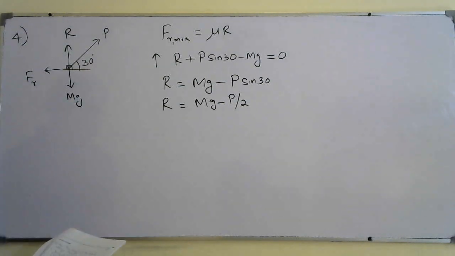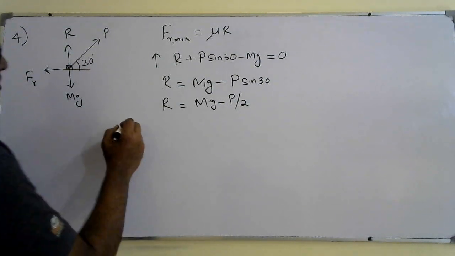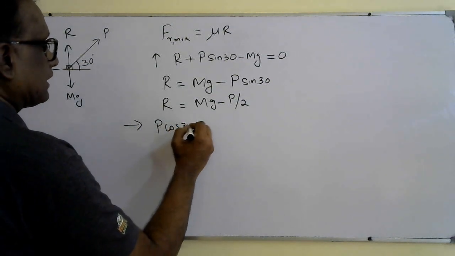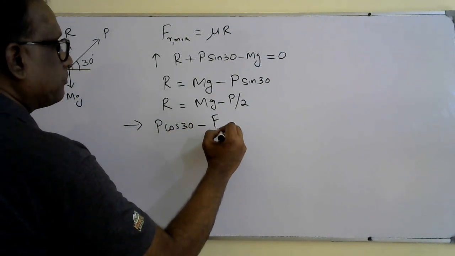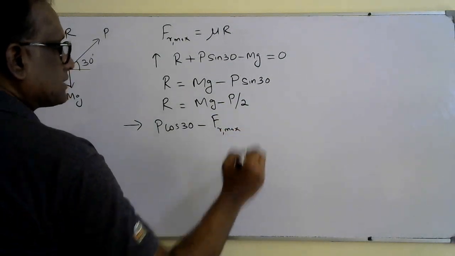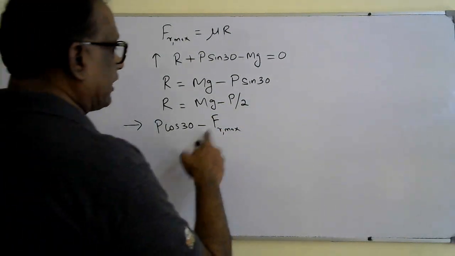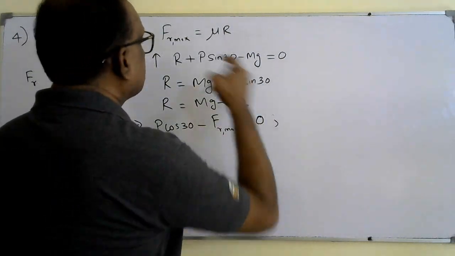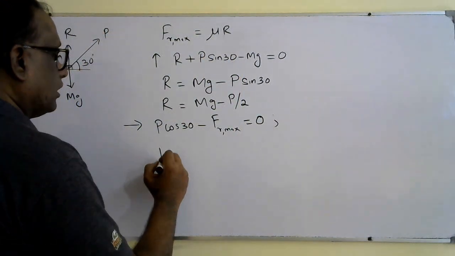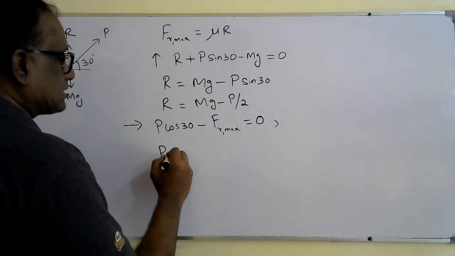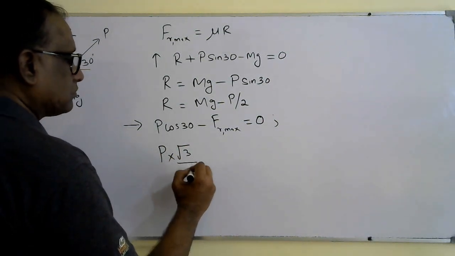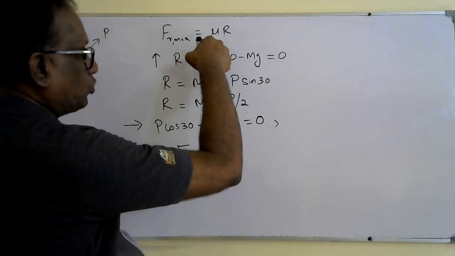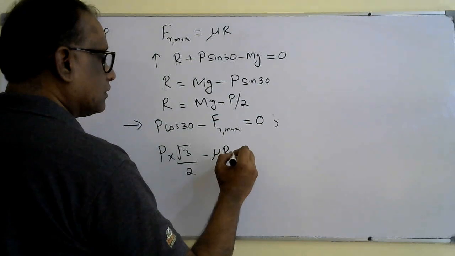Since it's at limiting equilibrium, when you consider horizontally, P cos 30 minus Fr max equals 0, because it's going to be about to slip, so there's a limiting friction. But we know that Fr max equals mu R. So P cos 30, which is root 3 by 2, P minus Fr max, mu R, equals 0.